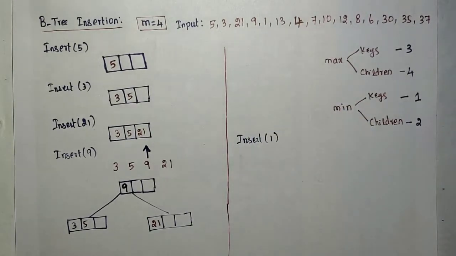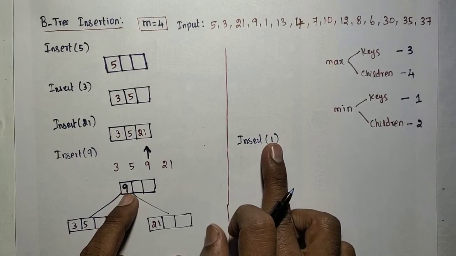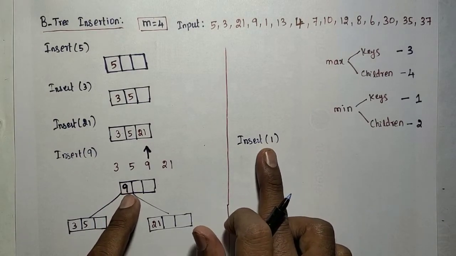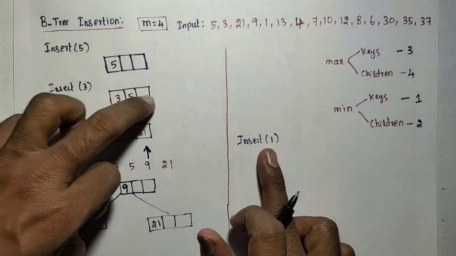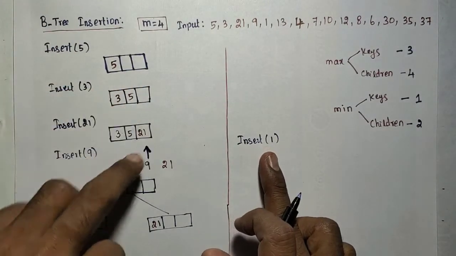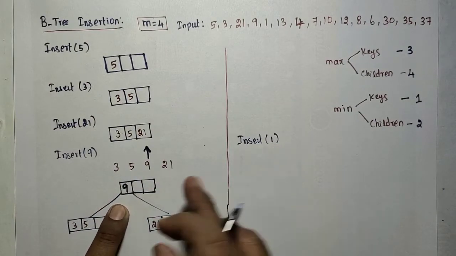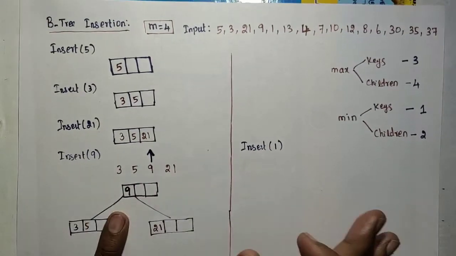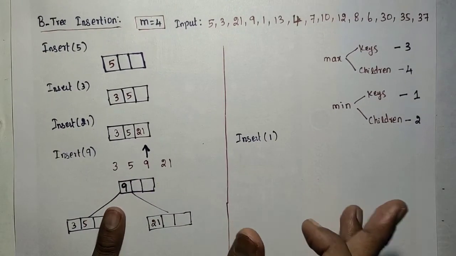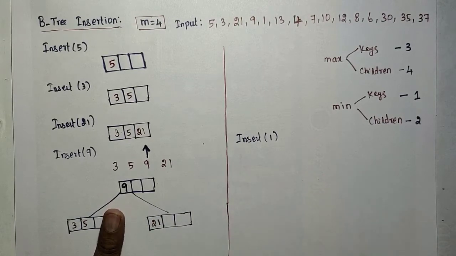Okay, next element. Now we need to look for the leaf node into which the 1 is to be inserted. Be clear here: the new element 5 was inserted in the root itself, but here the 1 is going to be inserted into the tree. Even though the space is available in the root, don't insert it like this. Any new element can be inserted only at the leaf.